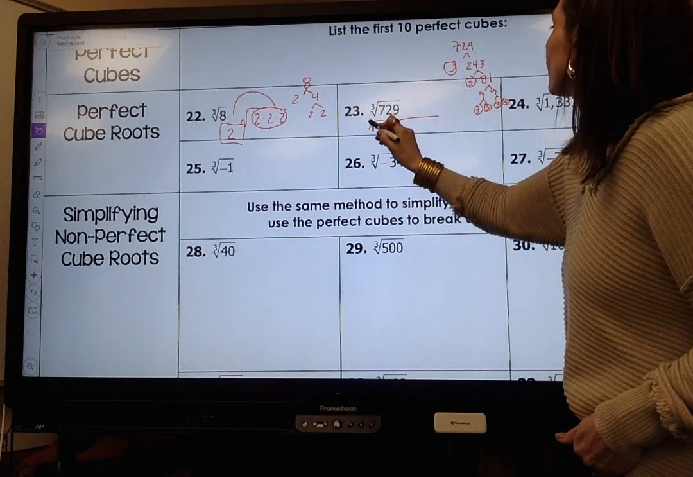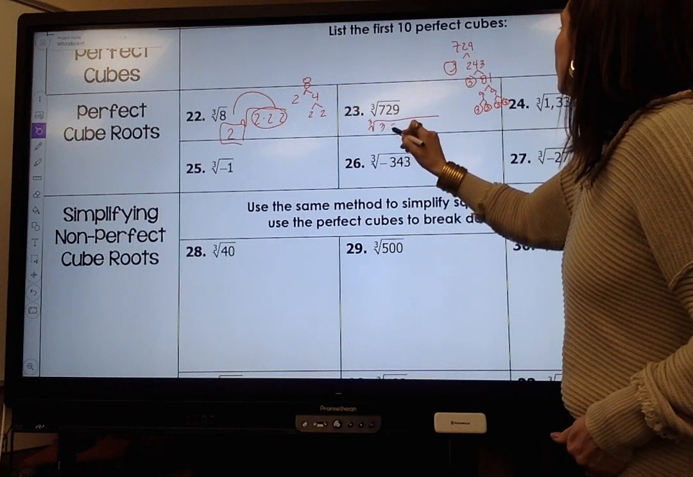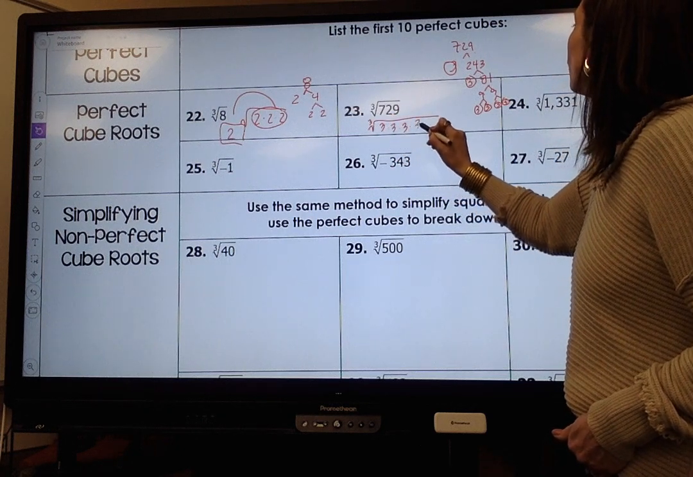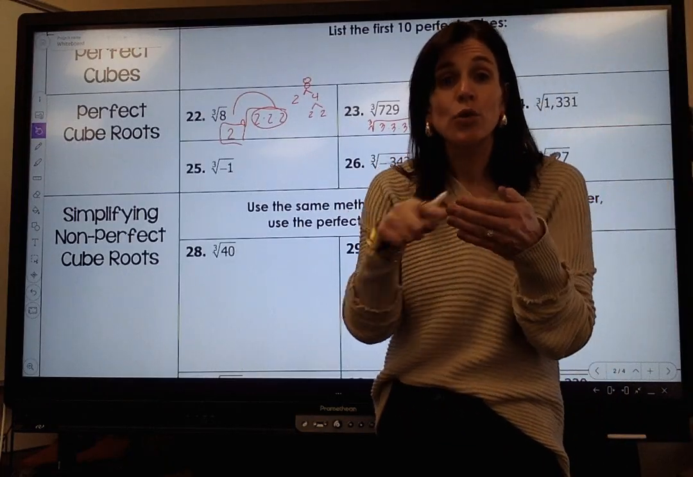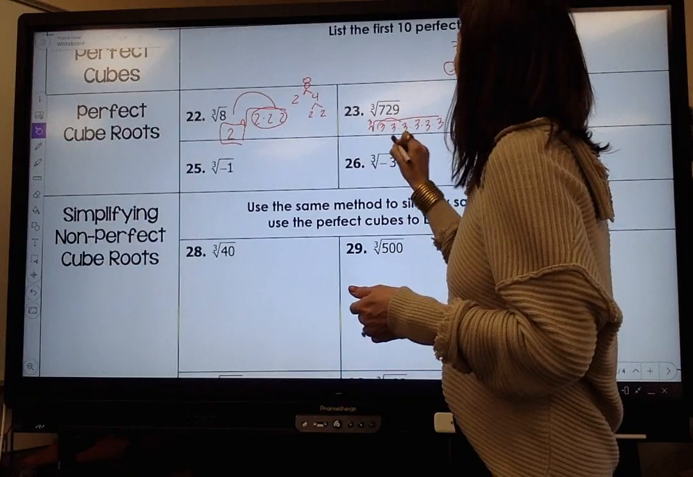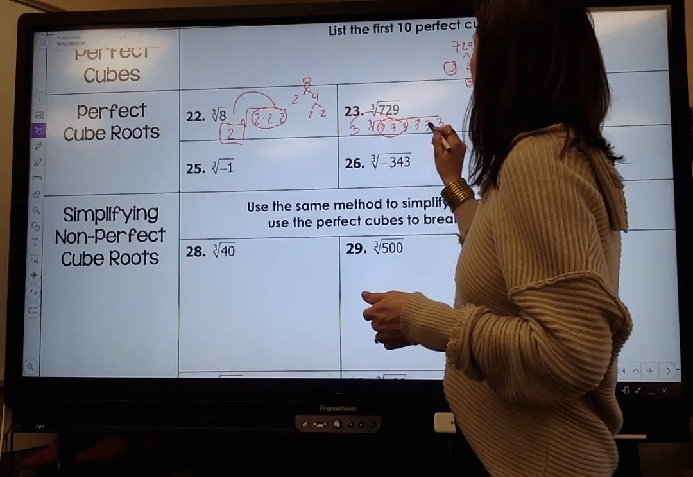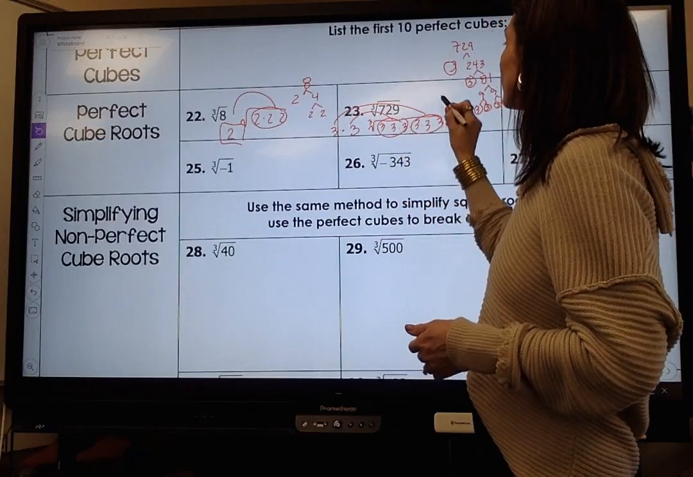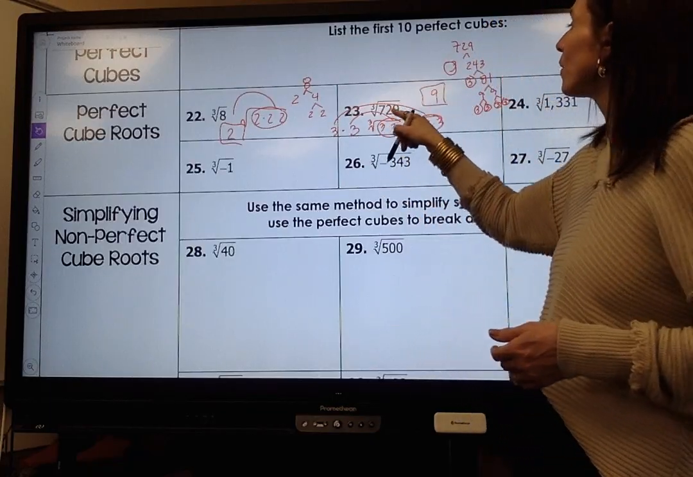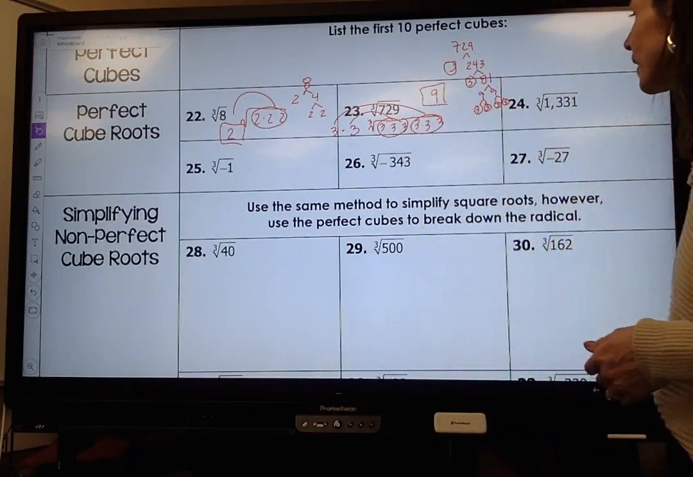So underneath that cube root, I have 1, 2, 3, 4, 5, 6. Remember, this is a cube root. So now a grouping of 3 goes outside, and another group of 3 goes outside. So 3 times 3 is 9. So the cube root of 729 is 9.